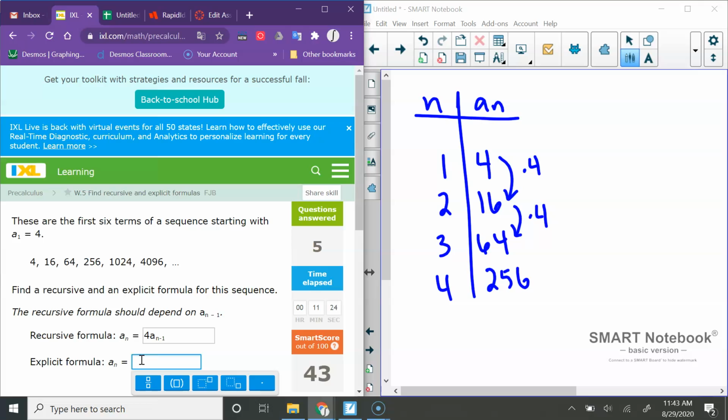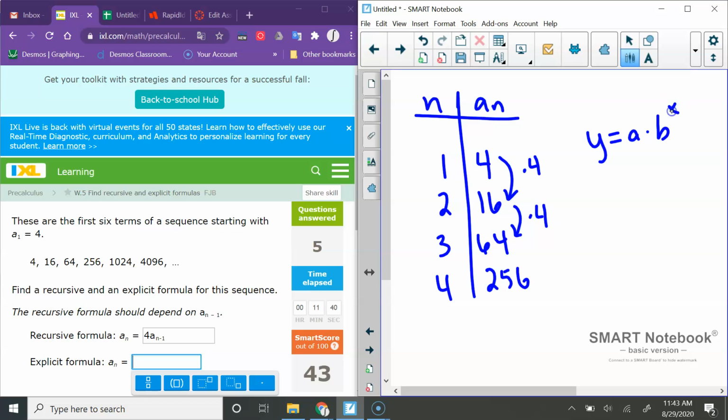For your explicit formula, this is a geometric sequence, so this is going to have to be exponential. And so for the exponential, we know we've got y equals a times b to the x power. Well, this 4 right here you're multiplying by, that is your b. Your a is going to be your 0 term. So we have to go backwards right here. So we would have 4 divided by 4, which would give us 1 right here.